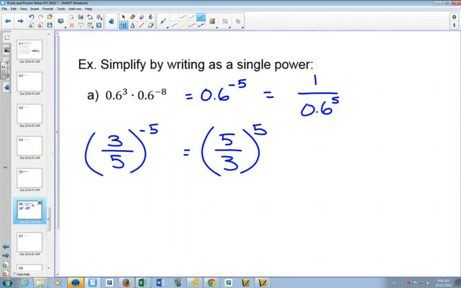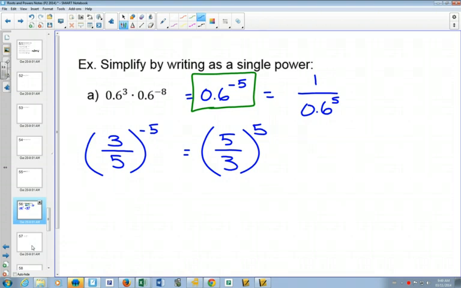Now, if this was just a long answer question, we'd have to, again, focus on the instructions here. Write as a single power. We did that right here. This is a single power. A power has a base and an exponent. So we've done that if this was a question that was asking how to get a single power and it wasn't a multiple choice, that would be fine as a final answer.